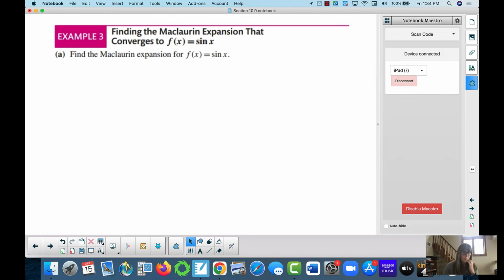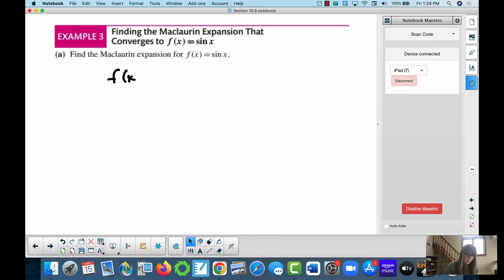So what you will need to be able to do for the AP is to find Maclaurin expansions, so those polynomials, and then be able to write them in series form or write them in polynomial form for Maclaurin ones that represent different functions. So we can do that for sine of x here.